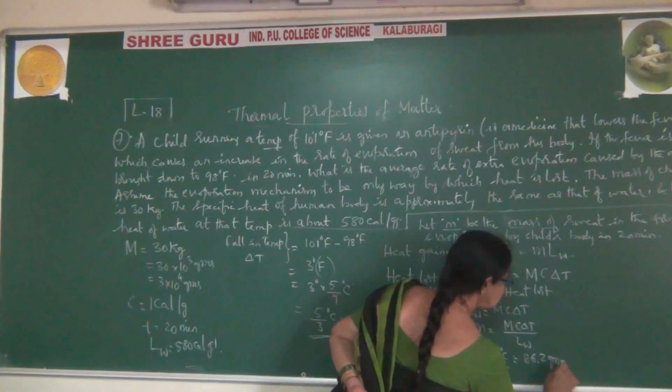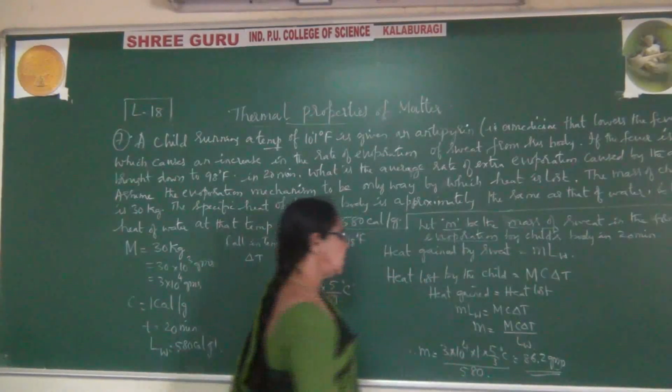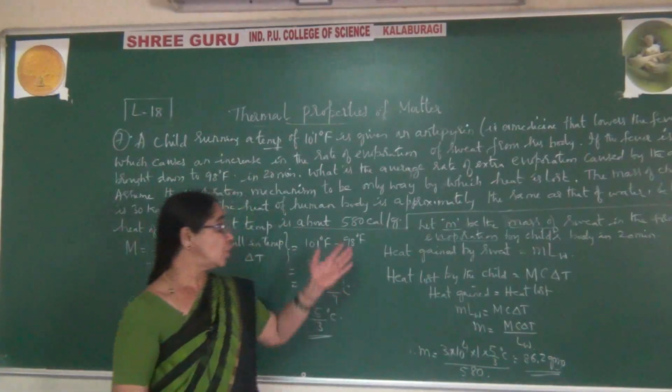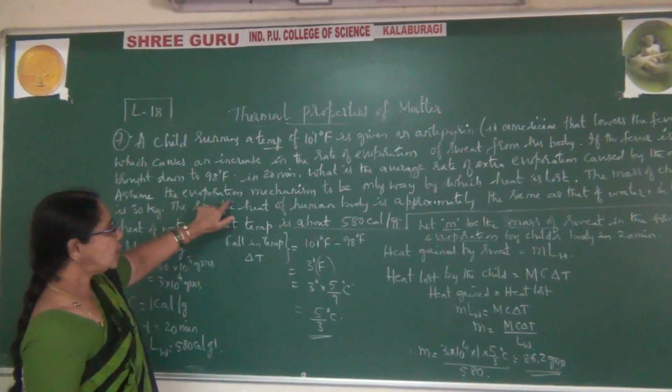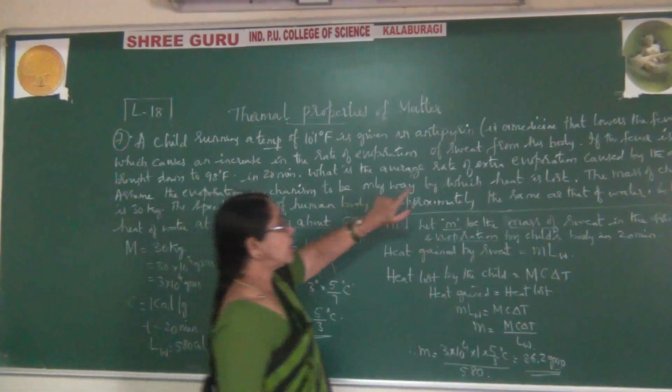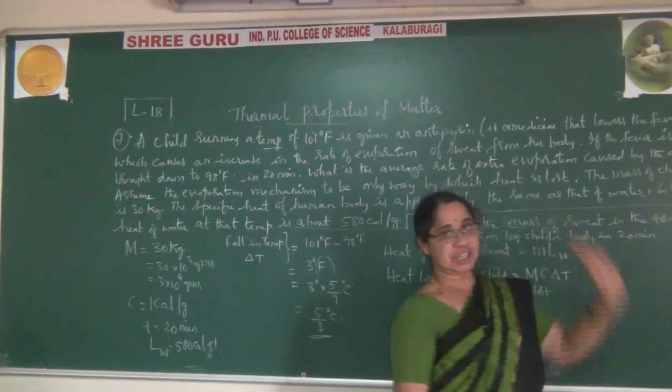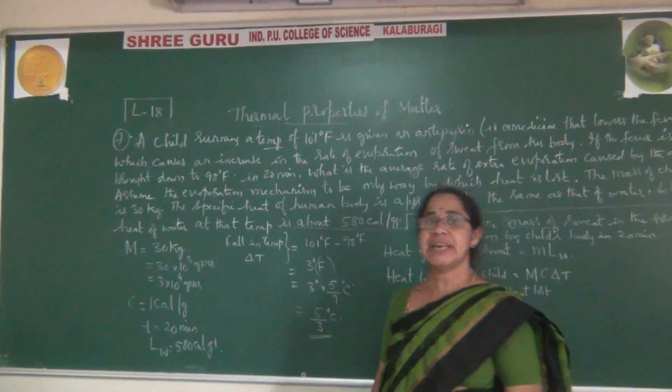86.2 grams. So this is only the small m you got. The problem is not yet completed, because you have calculated only the mass. They have given one more step: you have to calculate the average rate of evaporation.